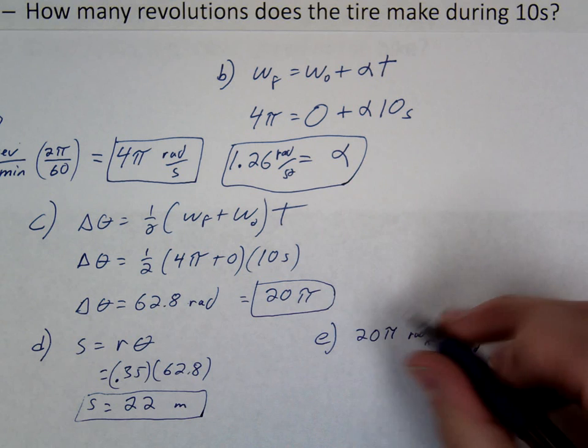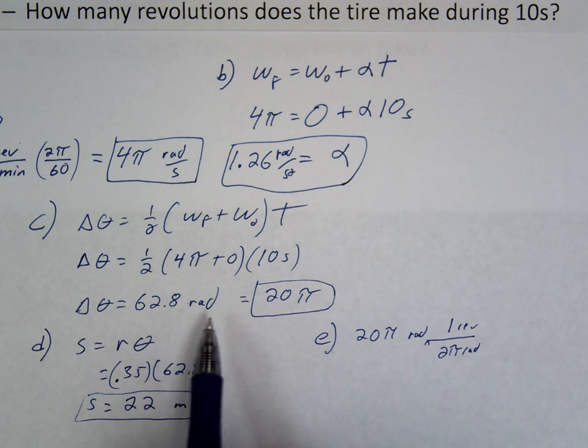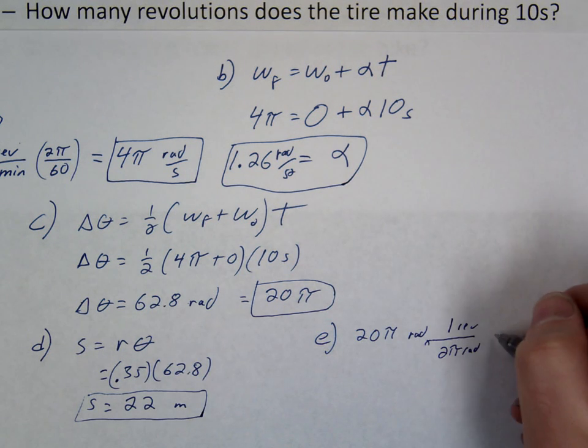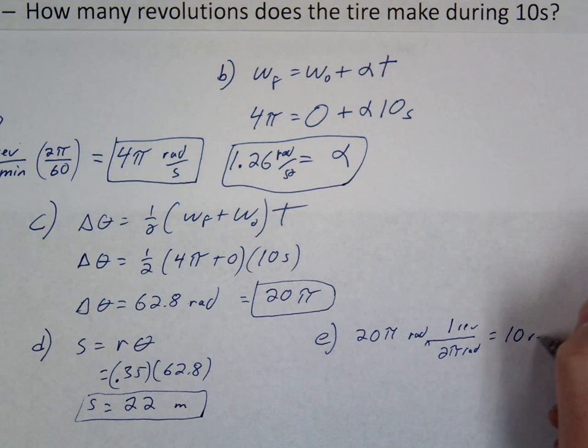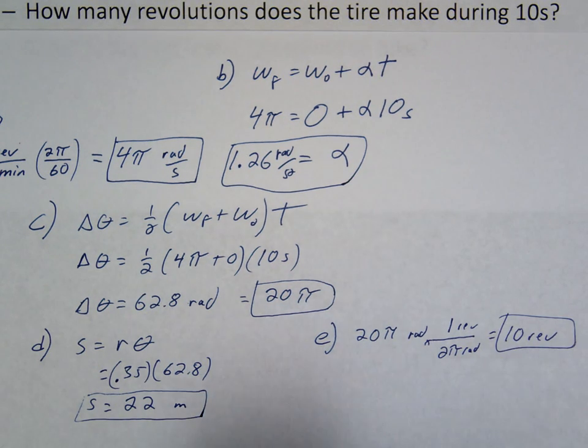Now if it didn't turn out with such nice numbers, you would just do the same thing, 62.8 divided by 2 pi. Ten revolutions.